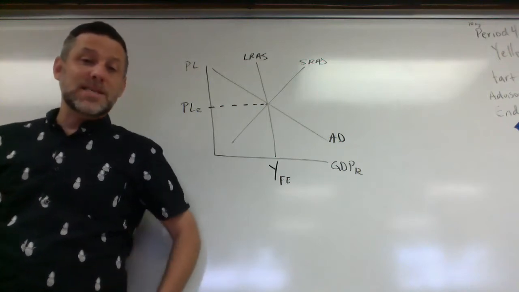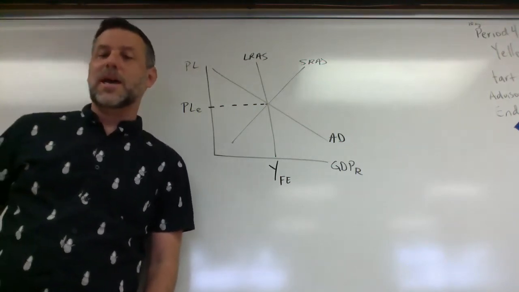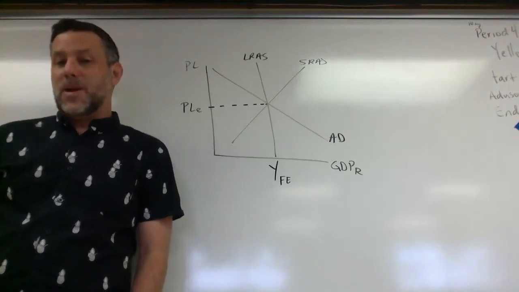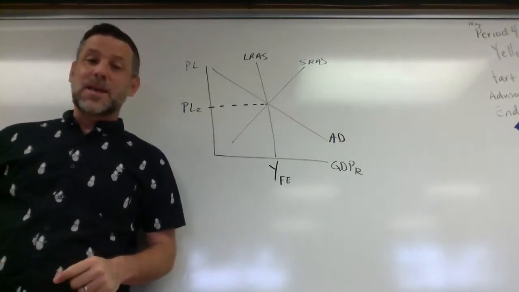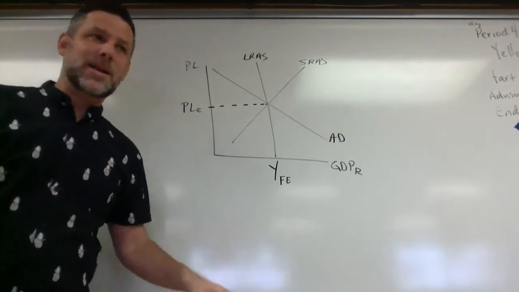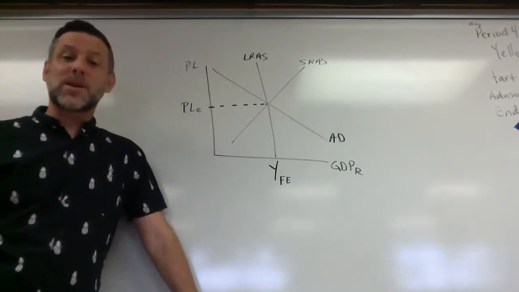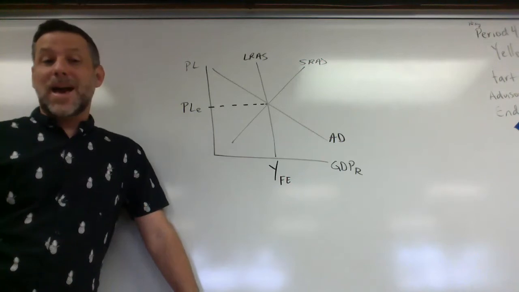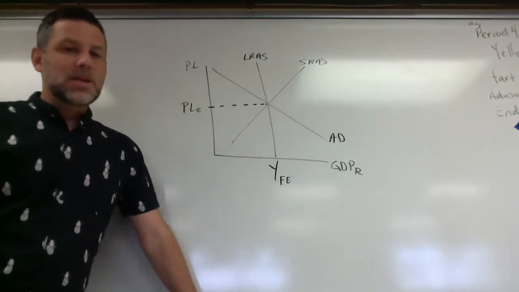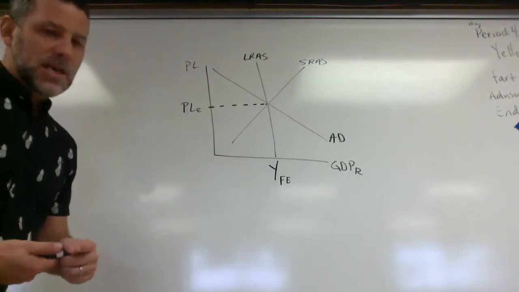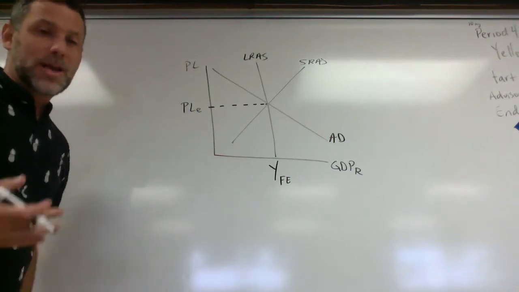On the supply side, our shifters are really going to be resources, technology, and then government involvement in the economy. So this is different than government spending, but on the supply side, the more regulations or red tape that the government creates, the less aggregate supply, short run aggregate supply, you're going to get. So once we have this, we're going to shift our curve the same way we did in Unit 2. We're going to draw an arrow.